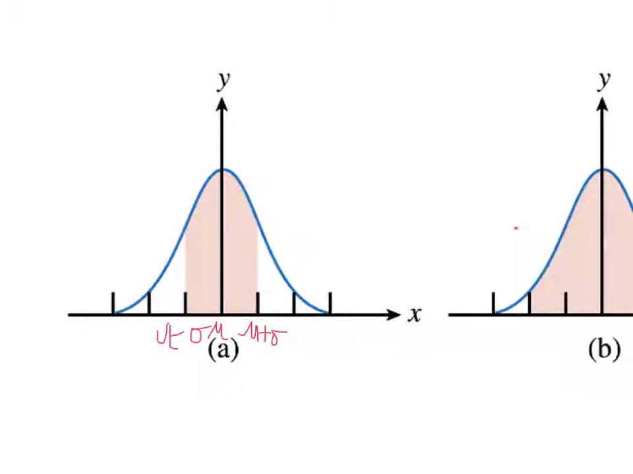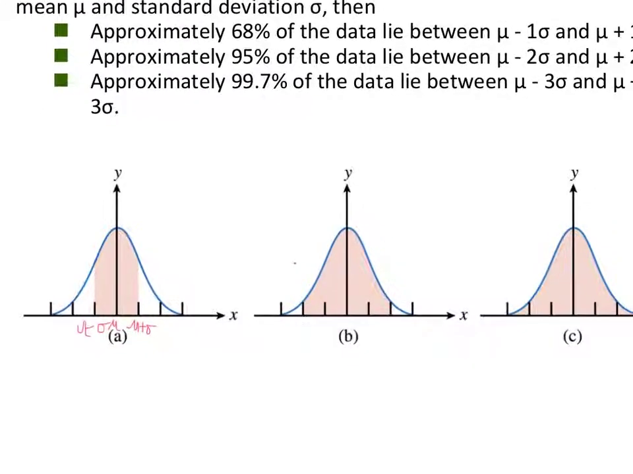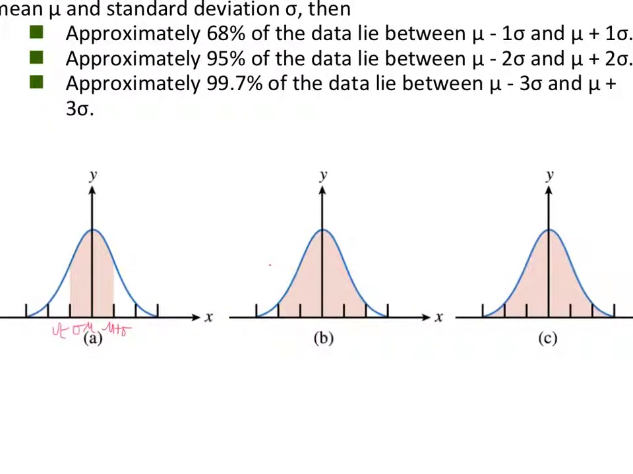And then if you look back, approximately 95% of the data lie within 2 standard deviations. So again, that's the mean. This is the mean plus 2 standard deviations. And this is the mean minus 2 standard deviations. And then 99.7% are within 3. So this is the mean minus 3. This is the mean plus 3. And almost the entire data is within 3 standard deviations.